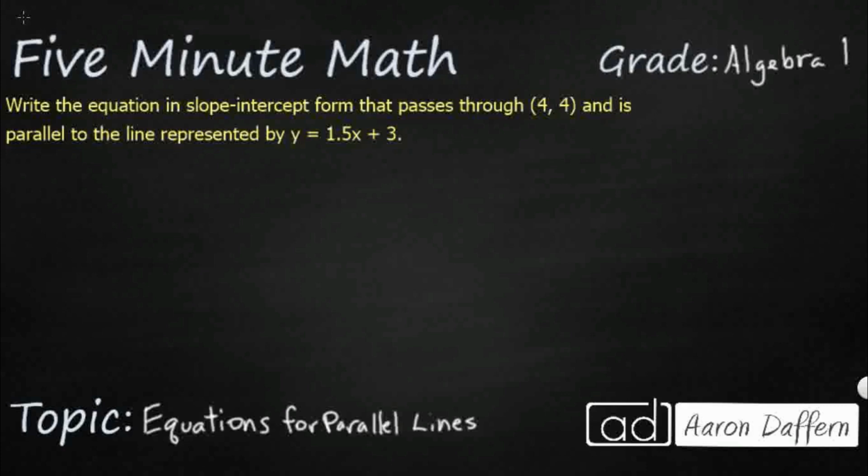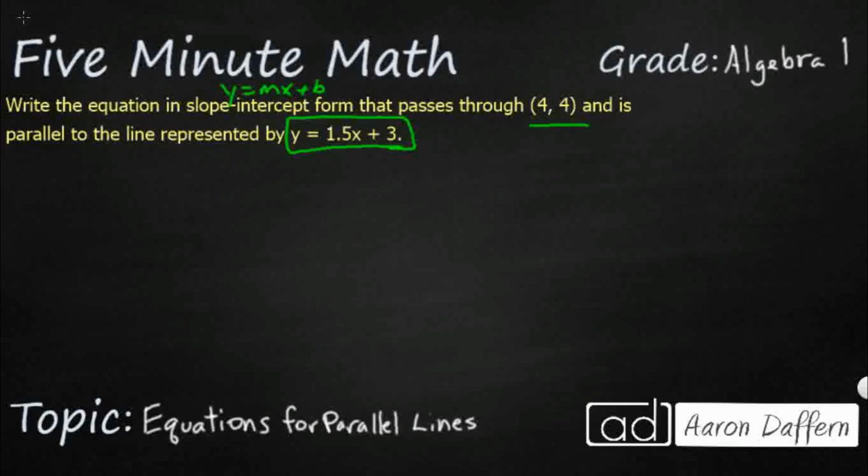So this is a sample problem that you might see. We have one equation here, y equals 1.5x plus 3, and we need to find an equation in slope-intercept form. So that's going to be our y equals mx plus b of another line that passes through a certain point. In this case, it's (4, 4), and is parallel to the line that we have.